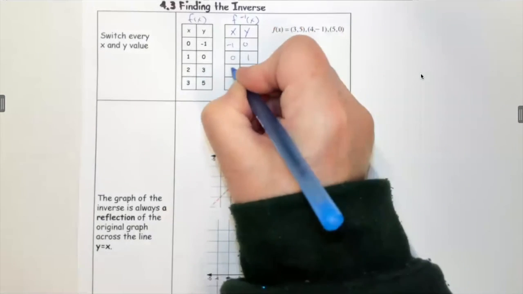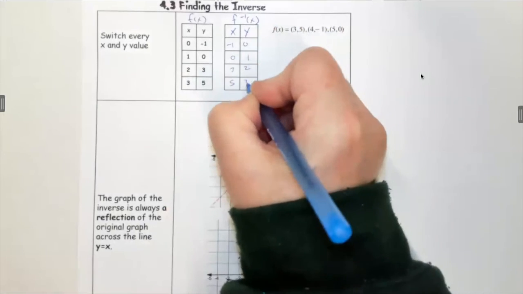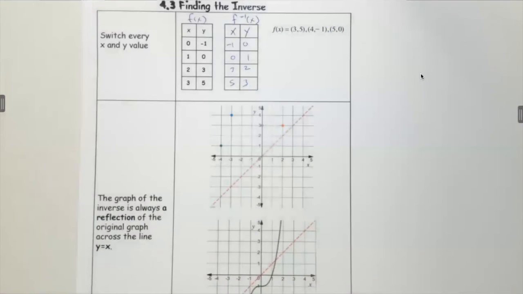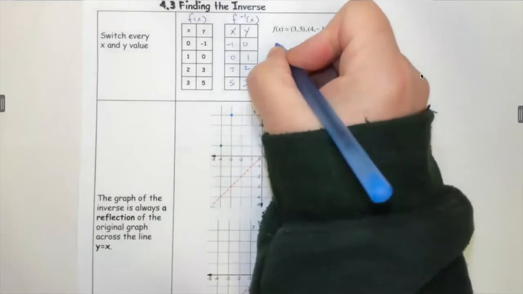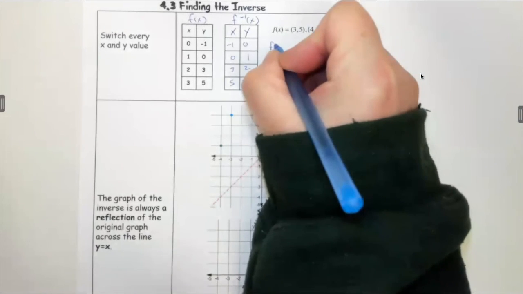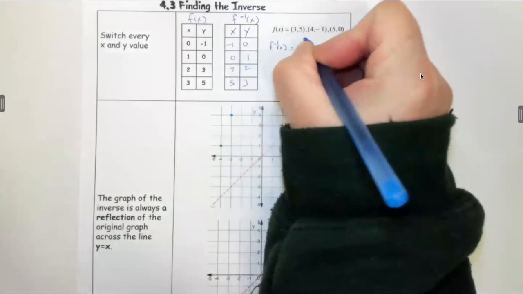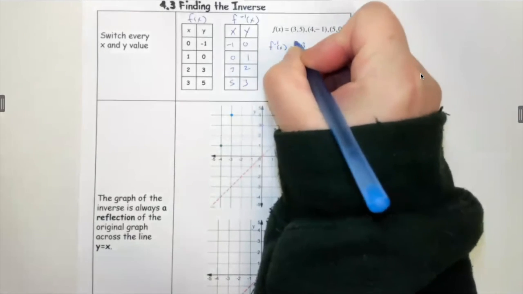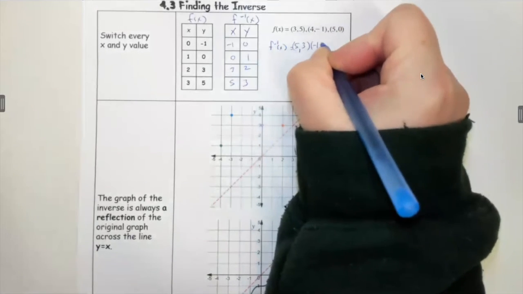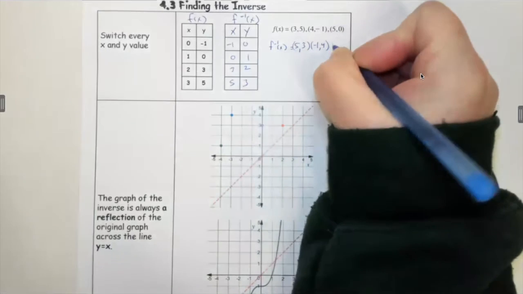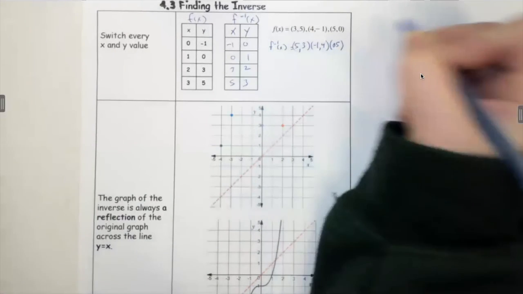0, 1, 3, 2, 5, 3. That is the first step in finding the inverse. If I'm given a table of values, I switch them. That would also be true for ordered pairs. F inverse of x would be 5, 3, -1, 4, and 0, 5.